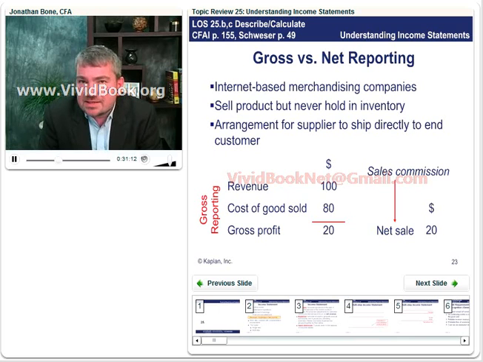So, essentially, in that situation, they're acting like an agent, so they should report the net sale. Notice the gross reporting, we show the sale separately, the cost of goods sold separately, and as a result a gross profit. If we're acting as an agent, then we just report the gross profit as a sales figure. We just bring in the 20, as if we were like an agent and this was our commission.